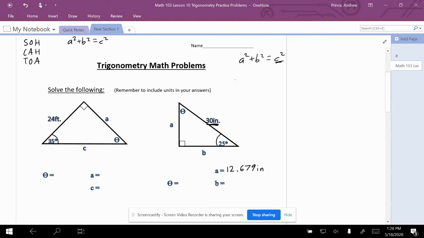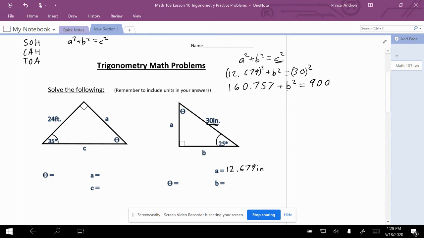So I know that a, which is 12.679, squared plus b squared equals 30 squared. Let's see what that looks like. 12.679 squared, that's going to give us 160.757. Now again, any of you who are more familiar with your calculators and comfortable with it, you can plug all this in as one equation rather than moving it around like we're going to do, but this is just to brush up on our practice. And 30 squared is going to give me 900.